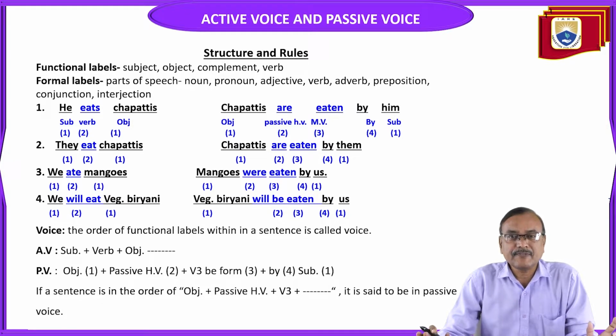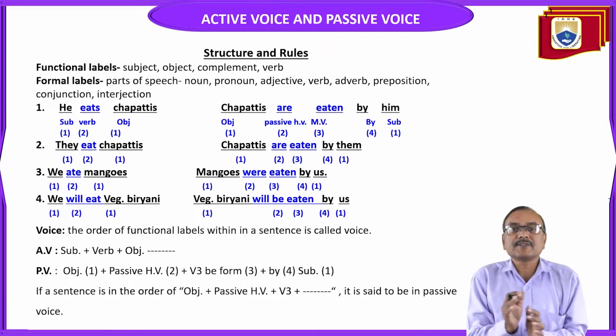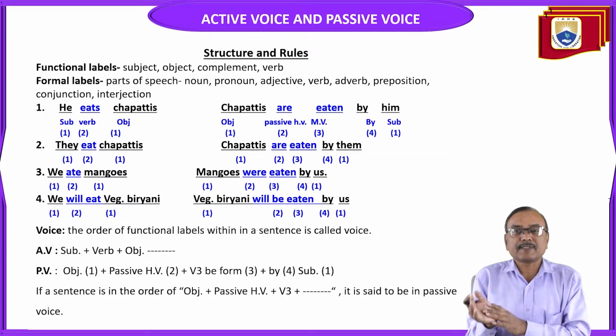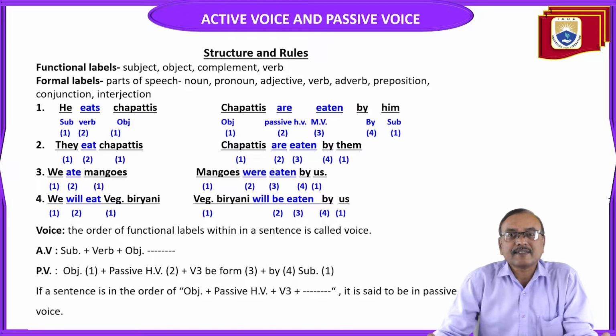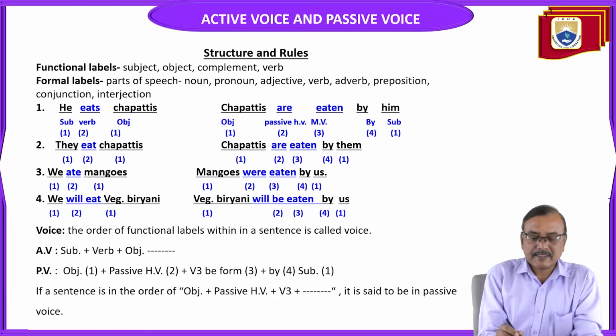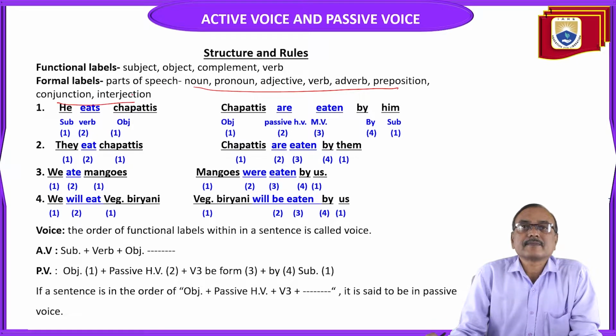If you are aware of these functional labels within a sentence, it is easy to change active voice to passive voice and passive voice to active voice. That's why I have highlighted functional labels. Next, formal labels. All parts of speech come under formal labels: noun, pronoun, adjective, verb, adverb, preposition, conjunction, interjection. These are called formal labels.